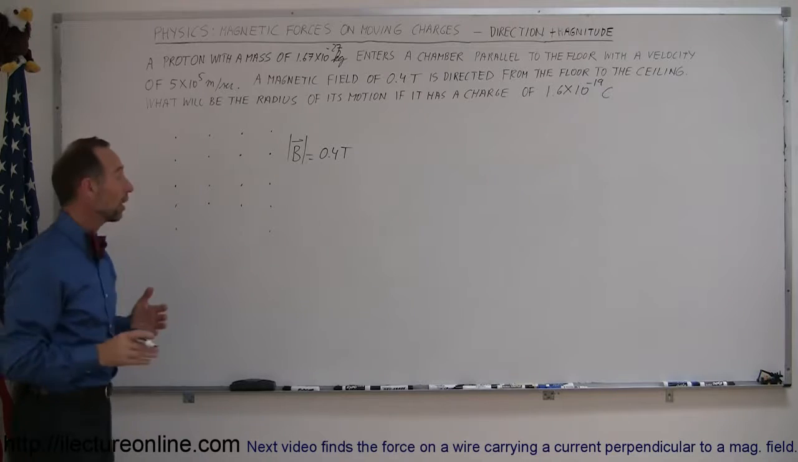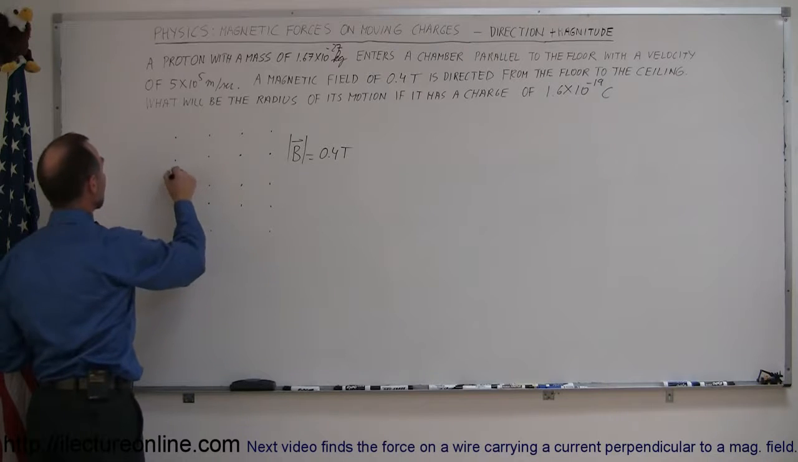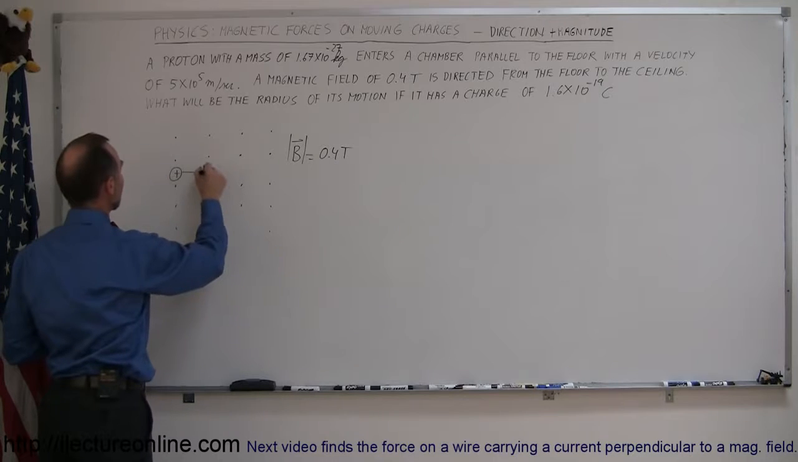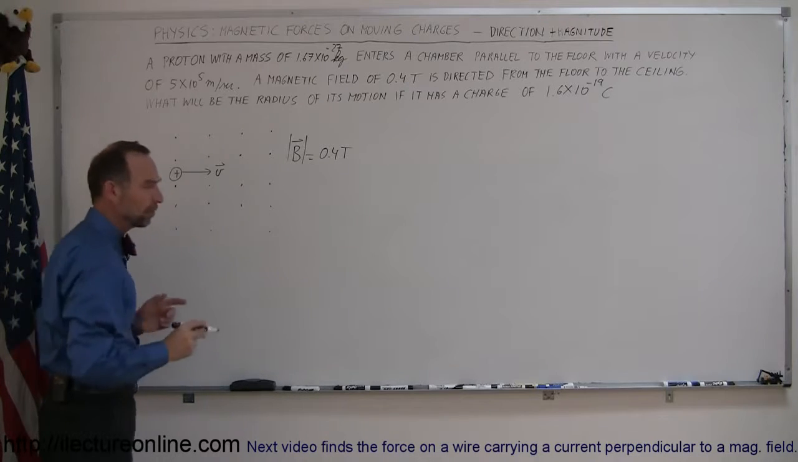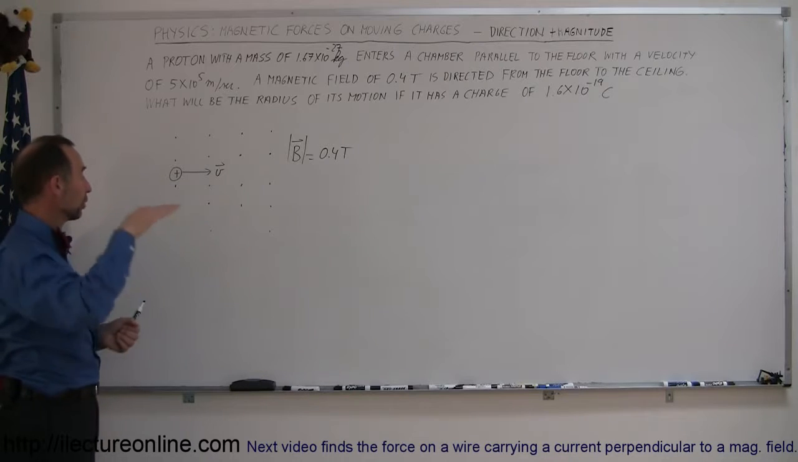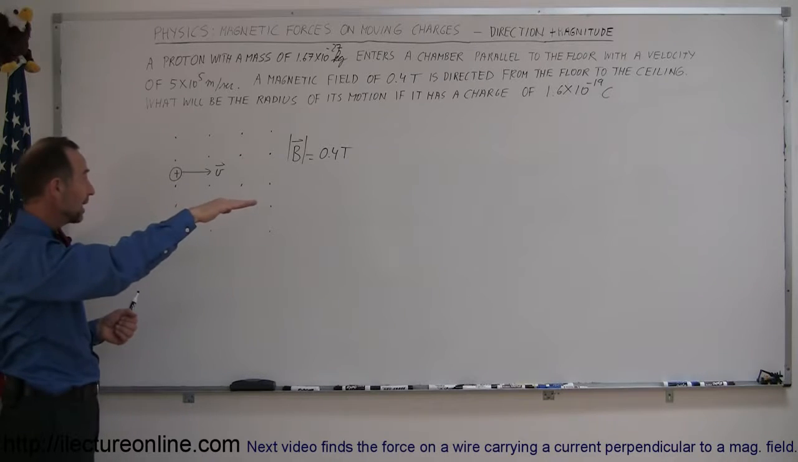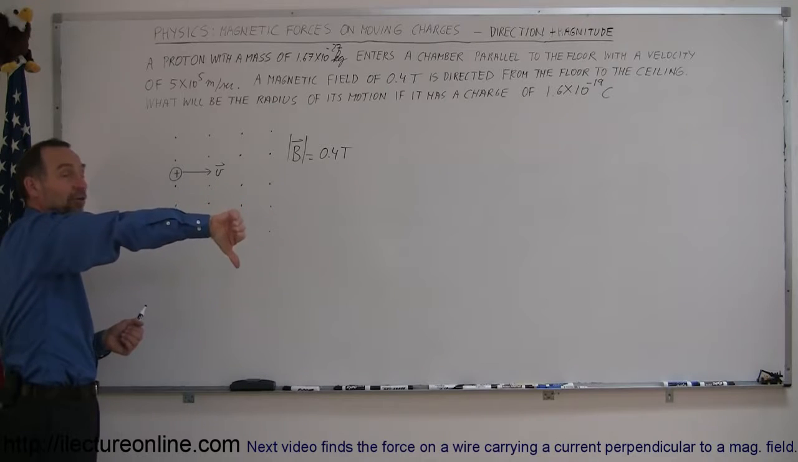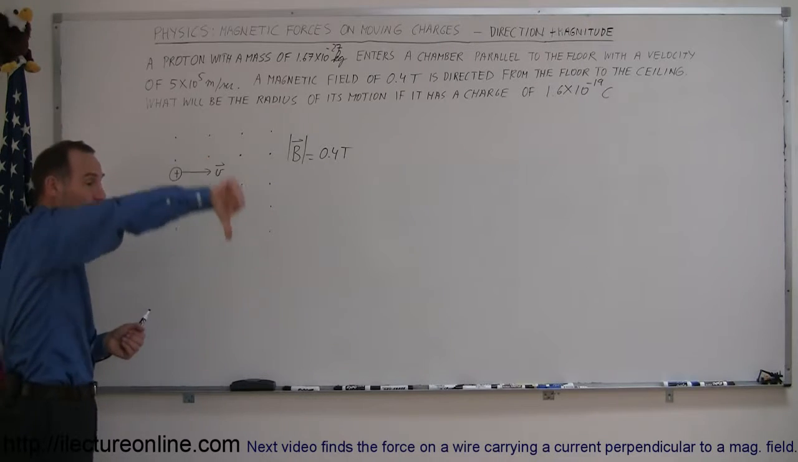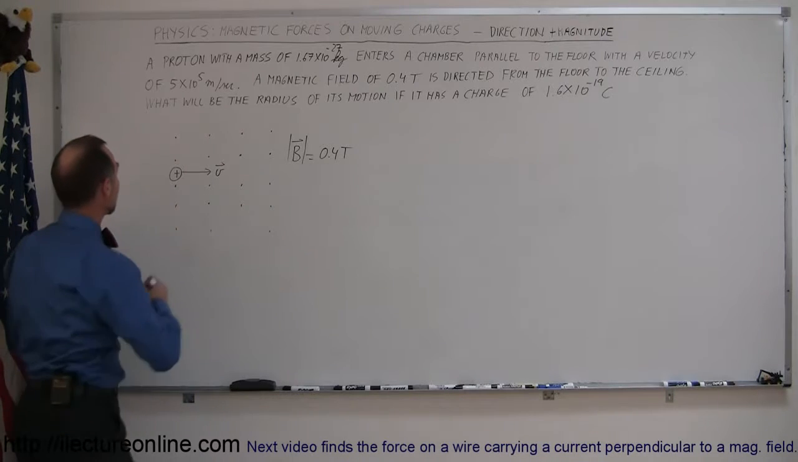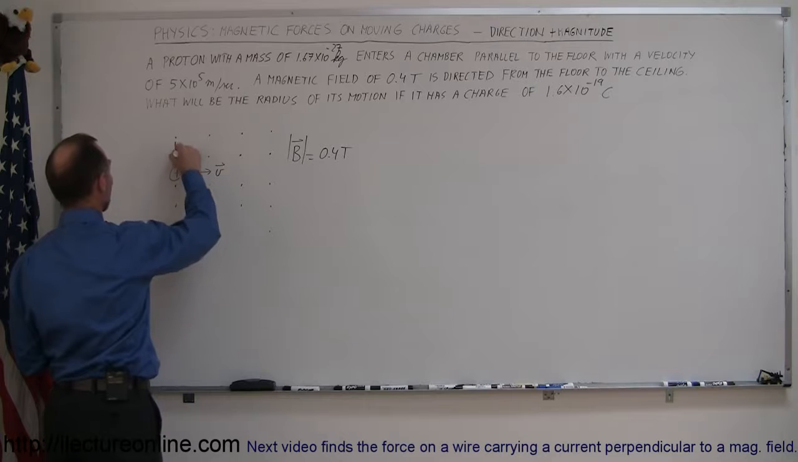Now we have a proton, which is a positive particle, moving through the chamber with a velocity v. And the question now is, what will be the direction of the force? So you use your right hand rule: you point your fingers in the direction of the velocity, and then you move your hand in such a way that you can curl your fingers in the direction of the magnetic field, and your thumb will point in the direction of the force. So in this case, the force will be downward, like so.